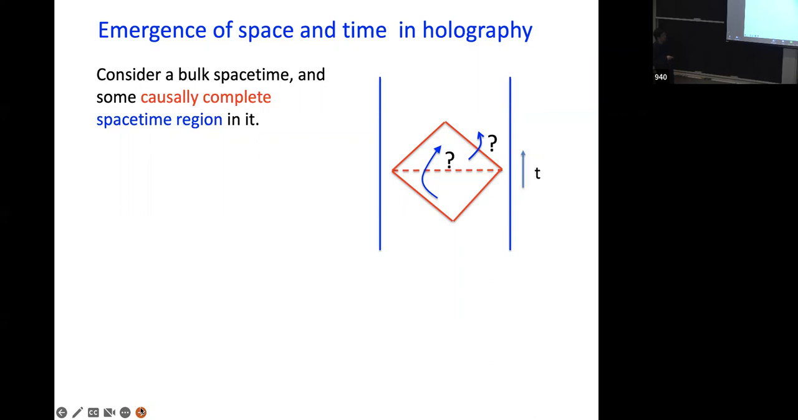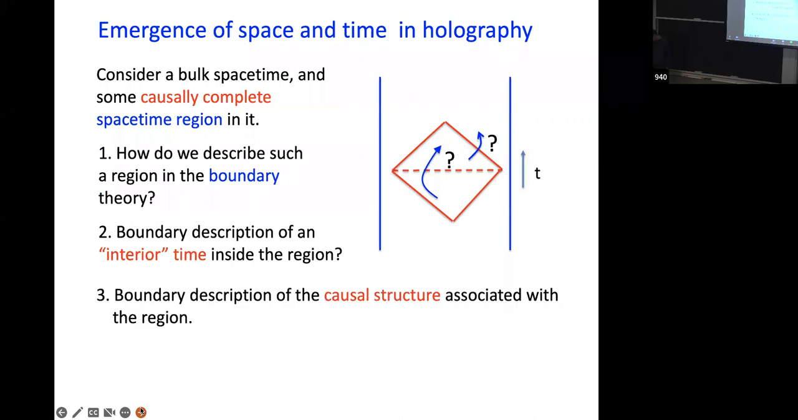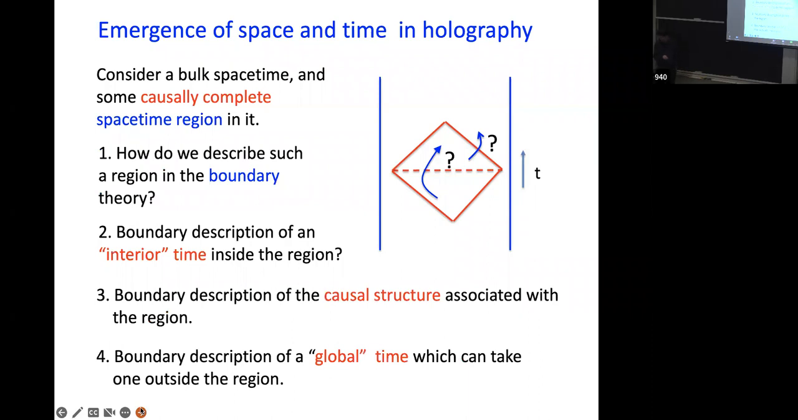Anyway, a natural question arises: if you have observers living inside the diamond, how do we use the boundary theory to describe the interior time within the diamond? But there are also times which can take you outside of the diamond, and how do we describe those using the field theory? Again, you can ask this kind of question in this context. And also, how do we understand the causal structure associated with this, the boundary time, interior time and global time, etc.?